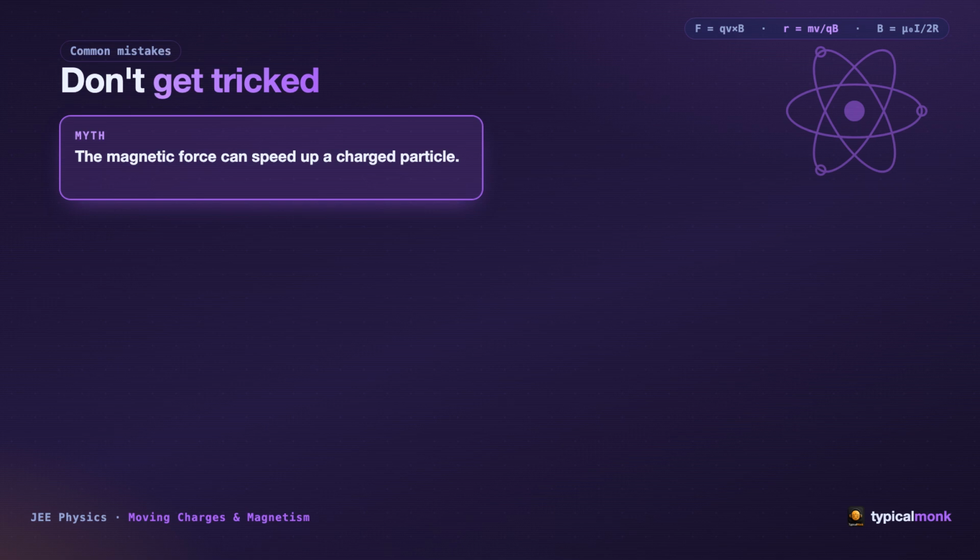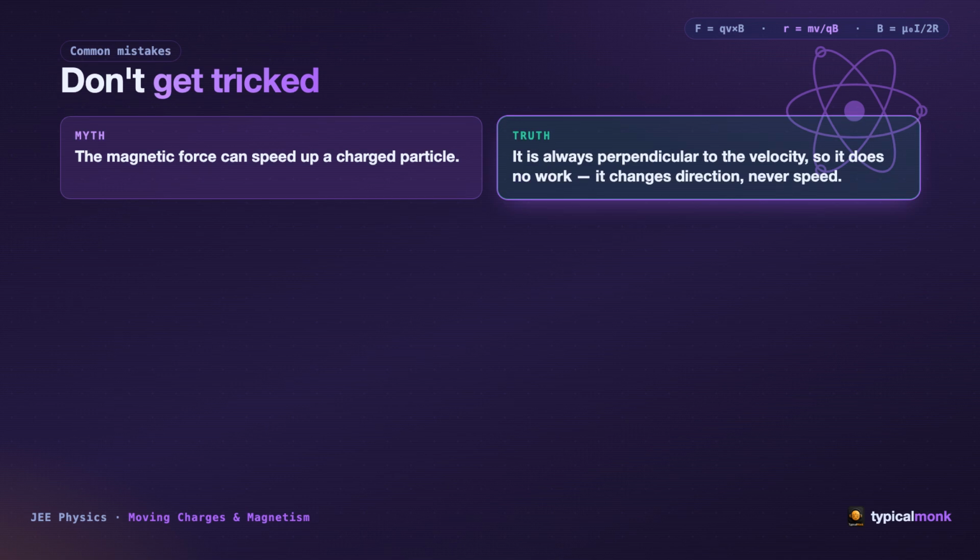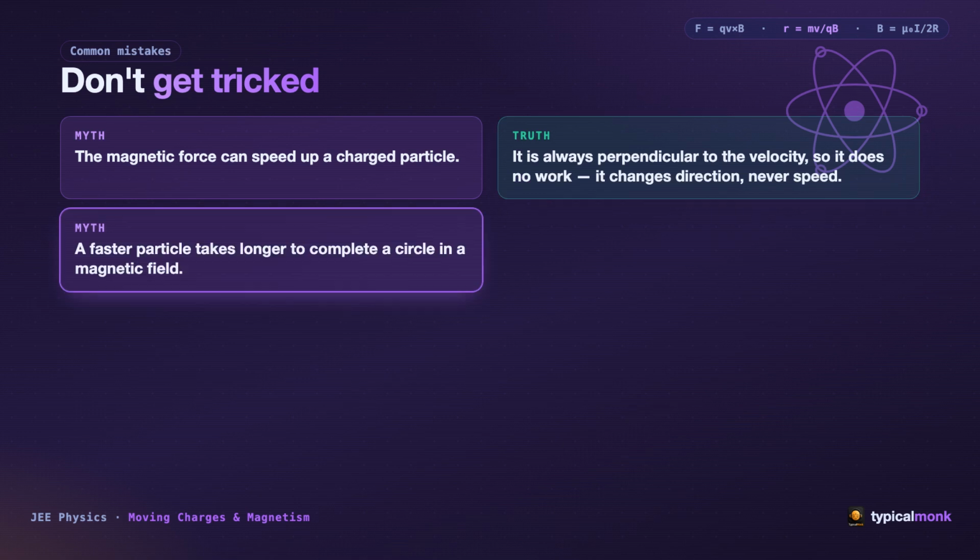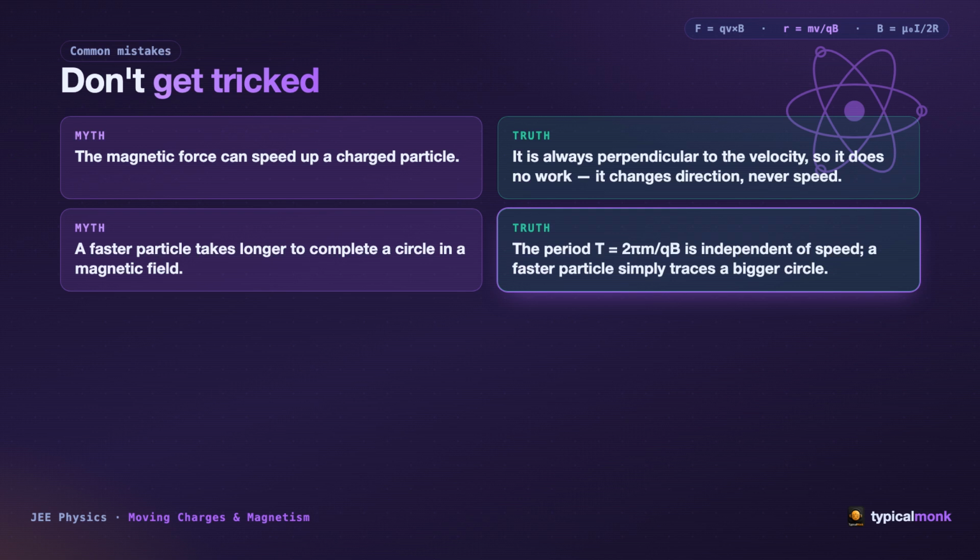Now the 2 mistakes that quietly cost marks. The myth: the magnetic force can speed up a charged particle. The truth: it is always perpendicular to the velocity, so it does no work. It changes the direction of motion, never the speed. The second myth: a faster particle takes longer to complete a circle in a magnetic field. The truth: the period 2 pi m over qB is independent of speed. A faster particle simply traces out a bigger circle in the very same time.